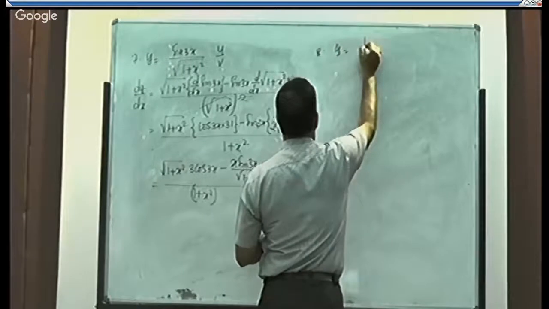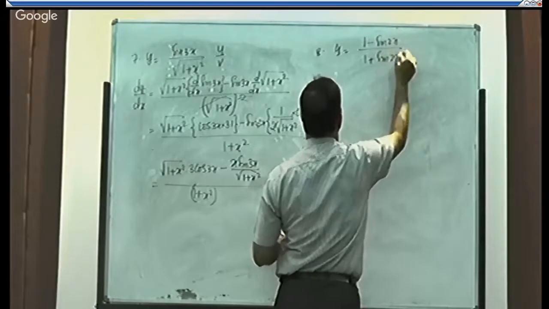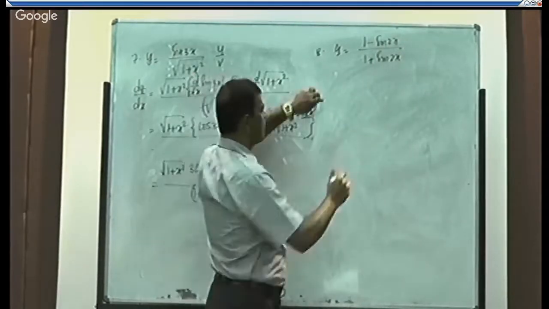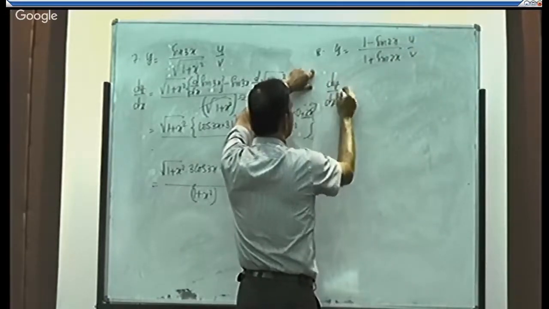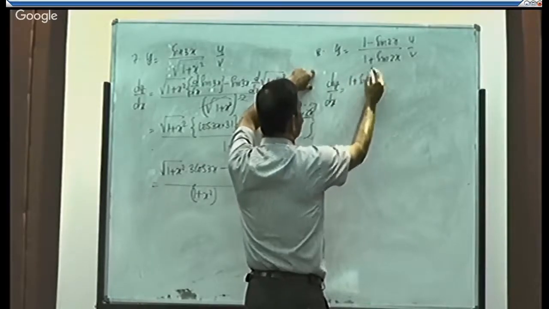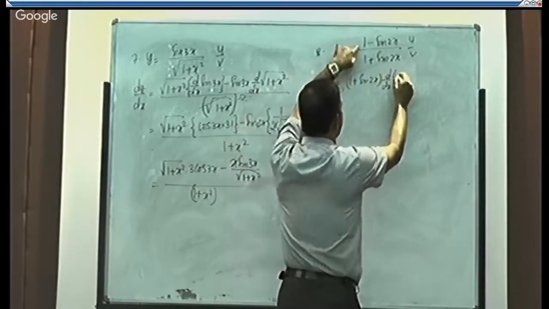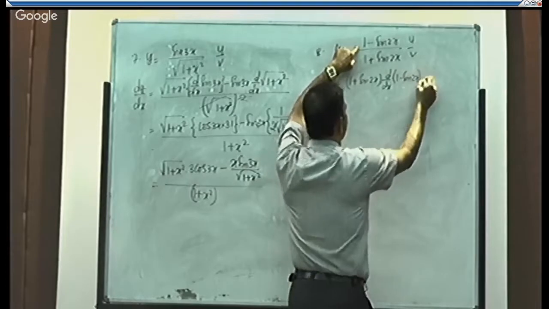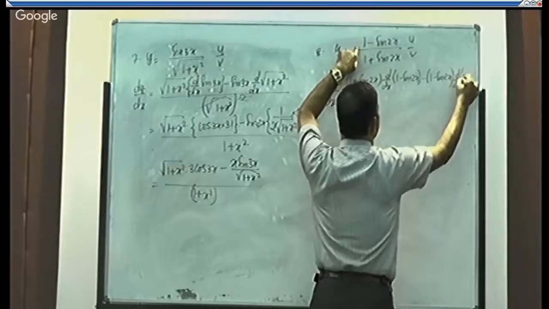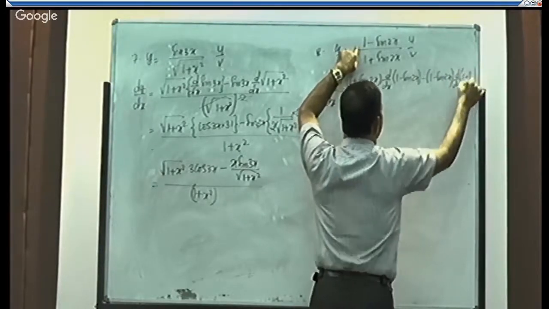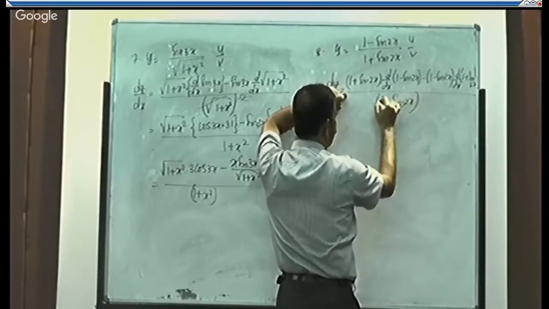Y is equal to 1 minus sin 2x by 1 plus sin 2x. It is of quotient rule, correct? u by v. dy by dx is equal to v into d by dx of u: 1 plus sin 2x into d by dx of 1 minus sin 2x, minus 1 minus sin 2x into d by dx of 1 plus sin 2x, all divided by 1 plus sin 2x whole square.